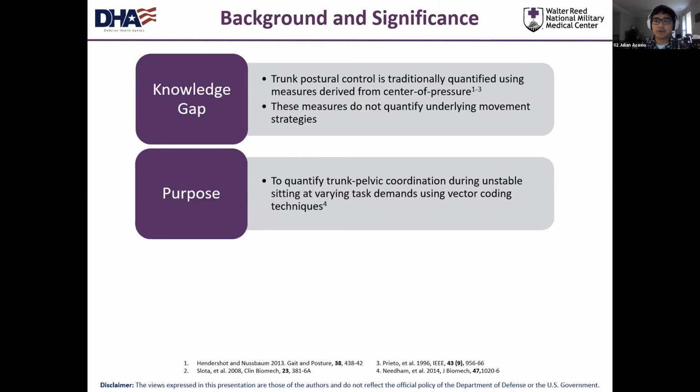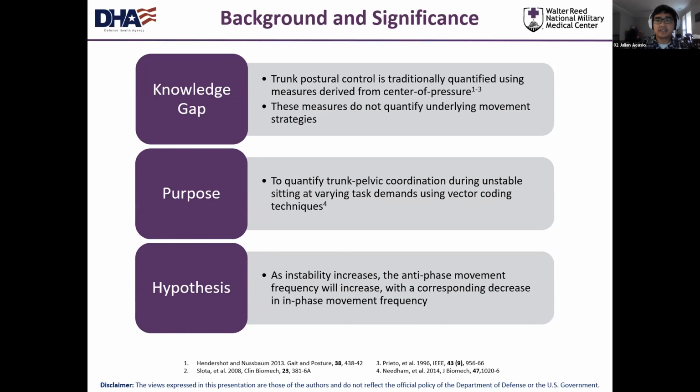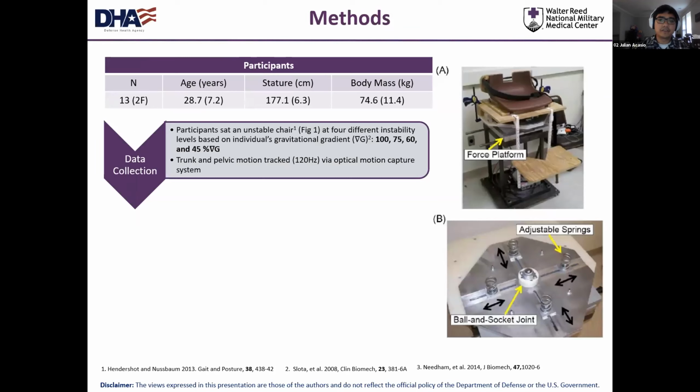So in this study, we proposed using vector coding techniques to quantify trunk-pelvic coordination during unstable sitting at varying task demands. Vector coding is a way of quantifying how two segments move relative to one another based on their coupling angle, and it's previously been used in this manner in tasks like walking, turning, and lifting. We hypothesized that as the instability level increased, we would see a corresponding increase in anti-phase movement and a decrease in in-phase movement. We had 13 uninjured participants in this study, and each of them sat on the wobble chair at 4 different instability levels.